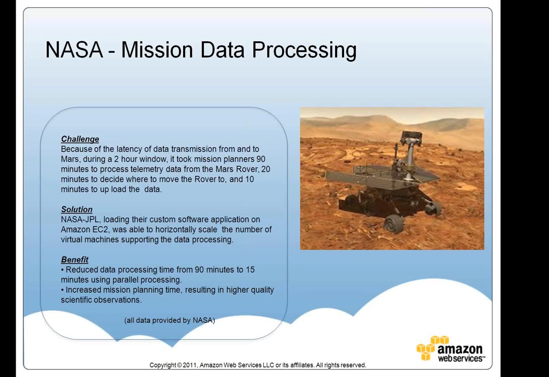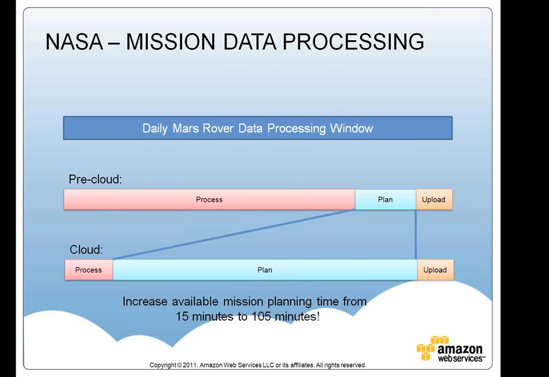And as a result, what once took them 90 minutes to do data processing was reduced to just 15 minutes. Because of this, the amount of time they had each day to do the mission planning was greatly increased, and so they're able to do a much better job of doing higher quality science on Mars. This is what it looks like before and after.